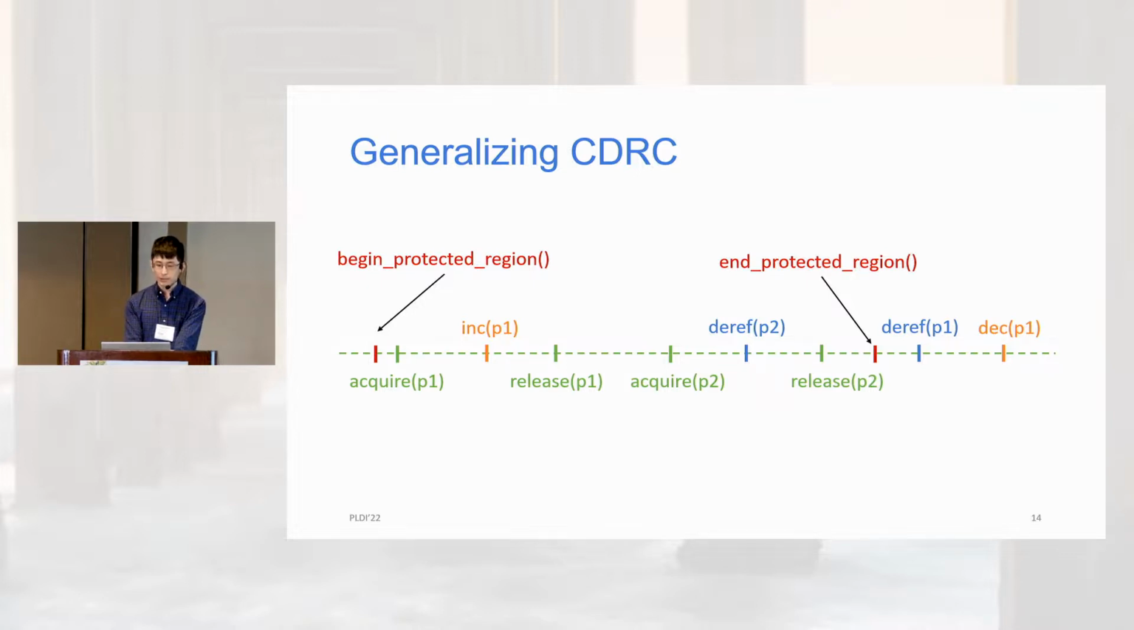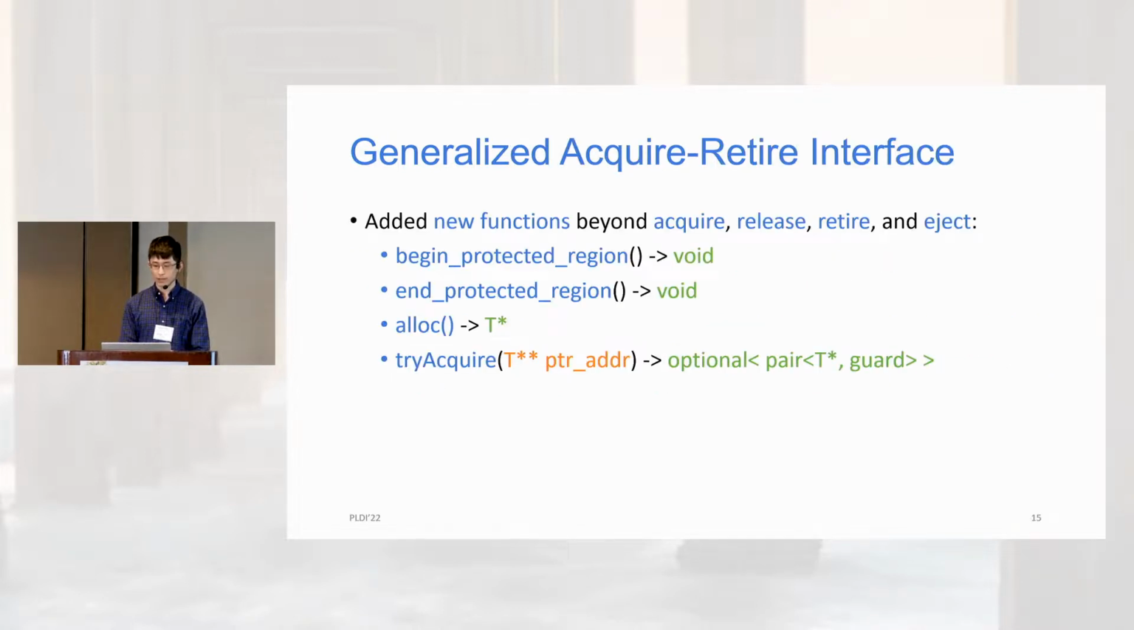So we extended the original acquire-retire interface with 4 additional operations. The first two we've already seen before. The next one is a custom memory allocation function, which lets you add metadata to the allocated object, for example, a timestamp of when it was created.